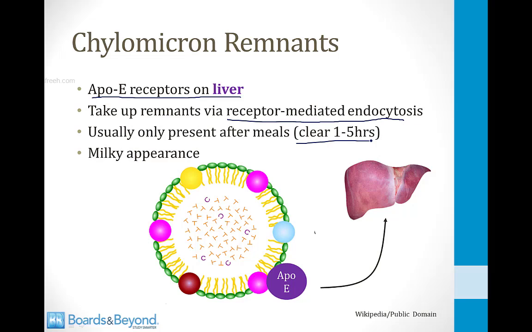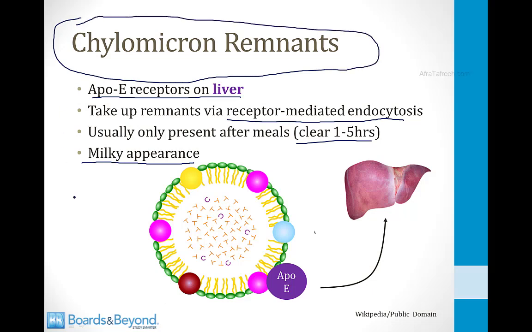If you draw the blood of someone who's just eaten a fatty meal, you will see a milky appearance to the plasma, and that's because of all those chylomicrons that are present carrying the triglycerides and fatty acids.